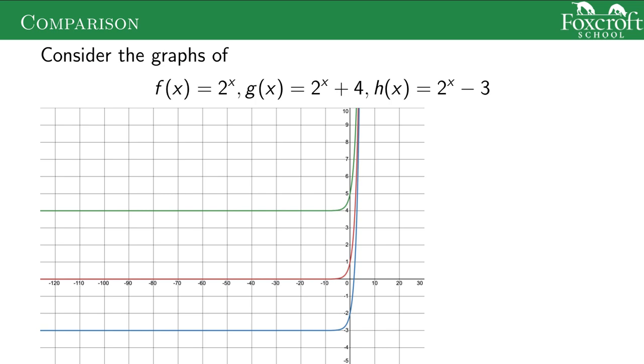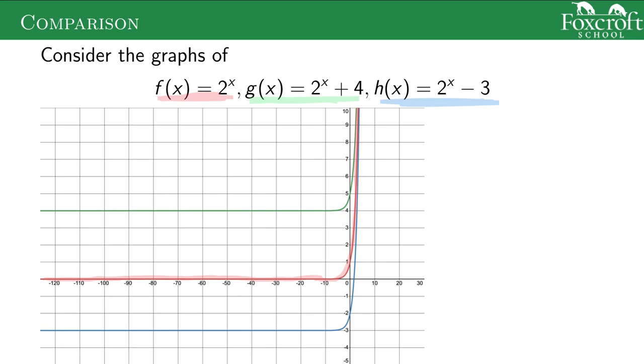We have f of x equals 2 to the x, that's in red. 2 to the x plus 4 is in green. And 2 to the x minus 3 is in blue. So we look at f of x equals 2 to the x. What do we see? We see as we go to the left, it levels off and it never goes below this horizontal line. And then after that, it shoots up and gets really big.